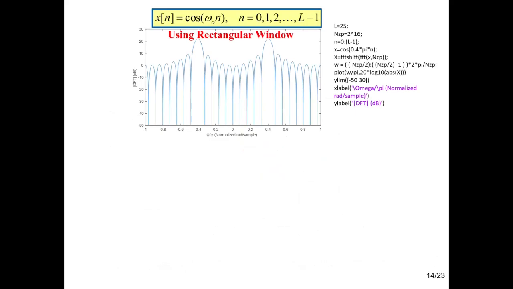Okay, let's take a look at some applications of windows and see what happens. So here's a single real sinusoid. Unlike our example earlier where we had two complex sinusoids and we saw two spikes, this is one sinusoid and we're seeing two spikes, one at the positive frequency and one at the negative frequency.